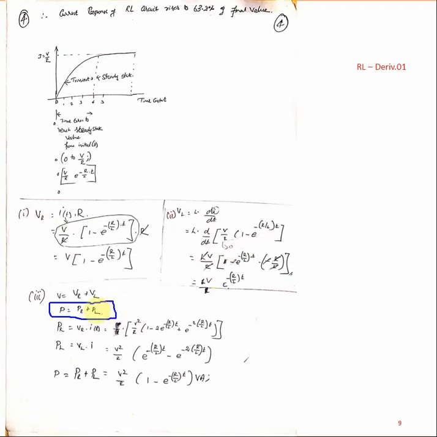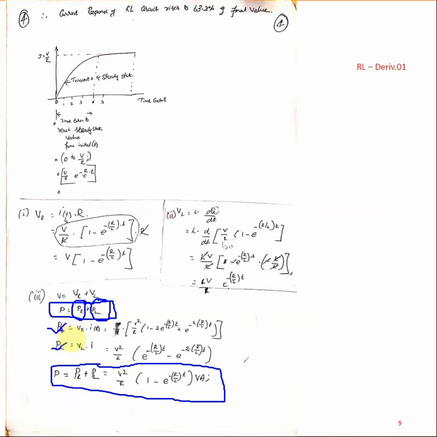So power is equal to what? What is the formula? P is equal to PR plus PL, resistance power plus inductance power. So you will find out PR first, followed by PL, then substitute. Then you will get the power equation. So you will do PR, then PL.